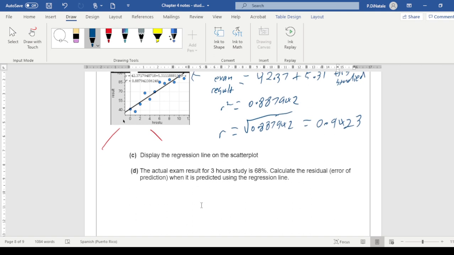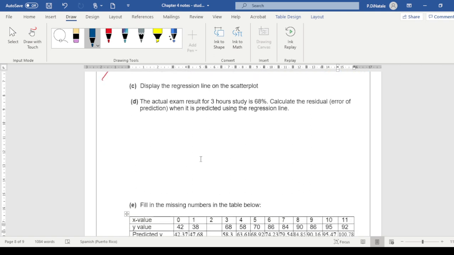Okay, display the regression line on the scatter plot. It's already there. Part D, the actual exam result for 3 hours study is 68%. Calculate the residual. Okay, so the residual, remember, is actual minus the predicted. The predicted, we're doing it from the equation. Okay, the actual result is 68%. There it is there. The predicted, well, if I put in 3 for that one there in the rule, I'm going to get 42.37.